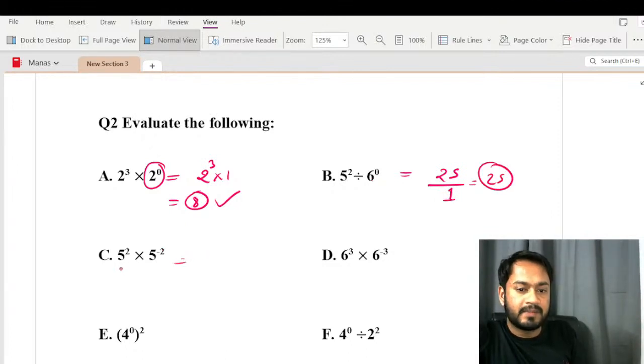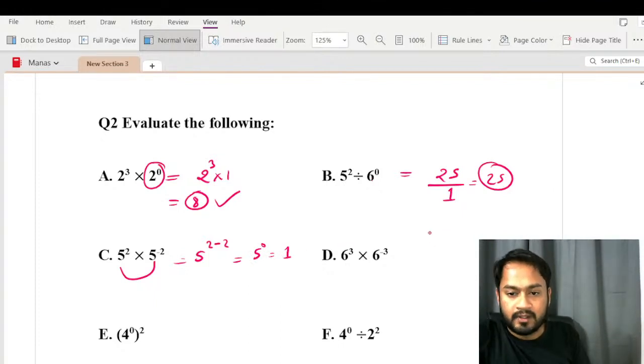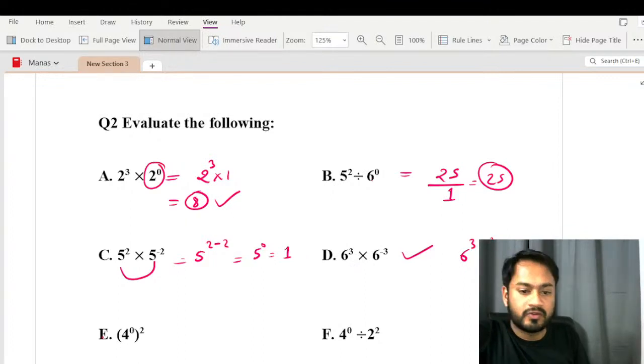Here if you see that base is same, power will be added. So 5 raised to power 2, then minus 2, because this has a negative sign. So this will become 5 raised to power 0. Any number to the power 0 is 1. So this is the answer. So this is the same kind. This will also become 1 because 3 and minus 3, they are in opposite sign. So 6 raised to power 3 minus 3, this will become 6 raised to power 0. This will become 1. Okay, this is simple.